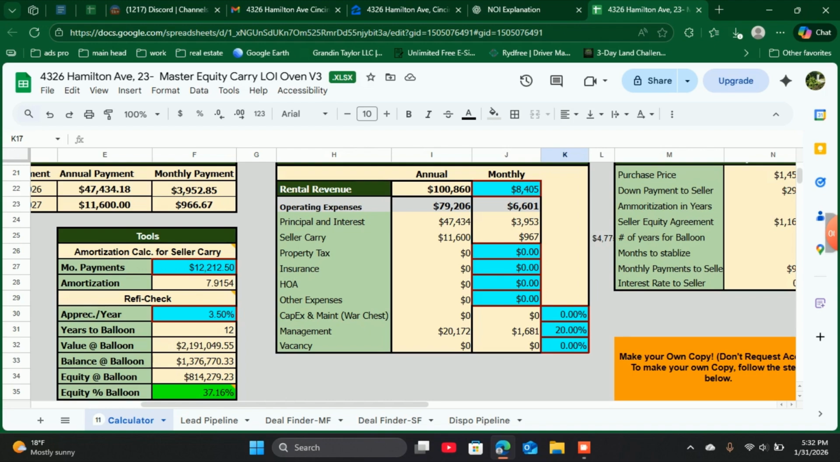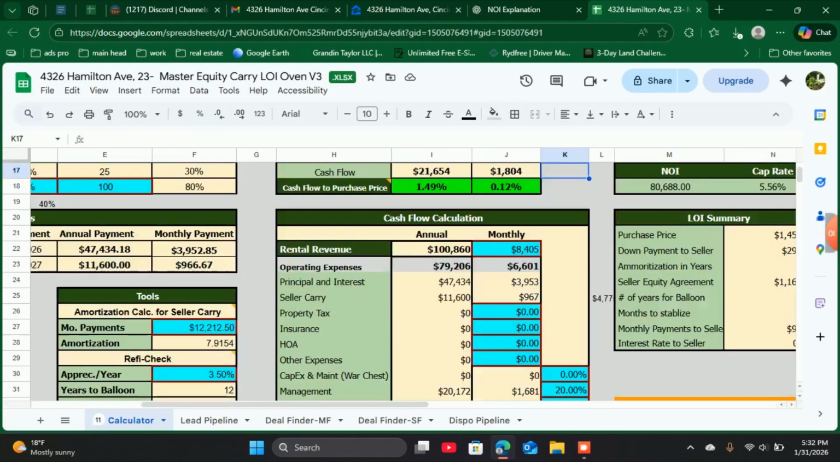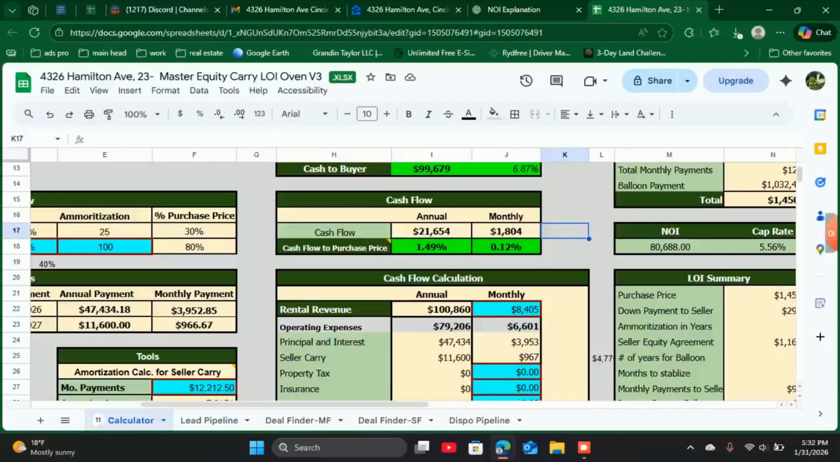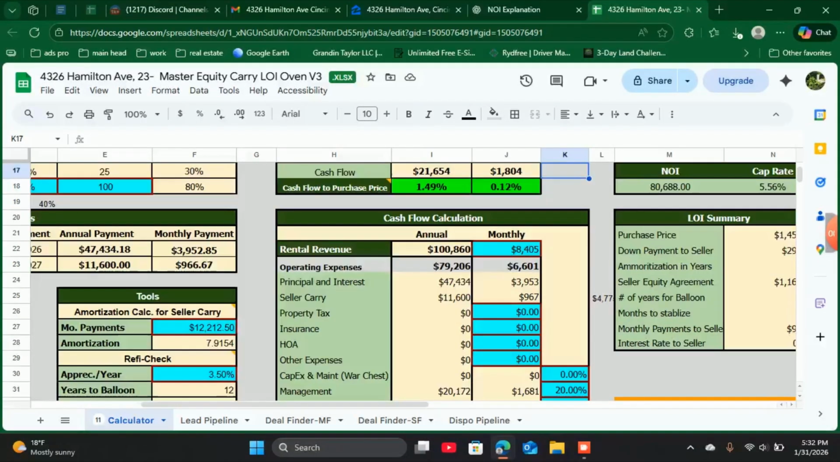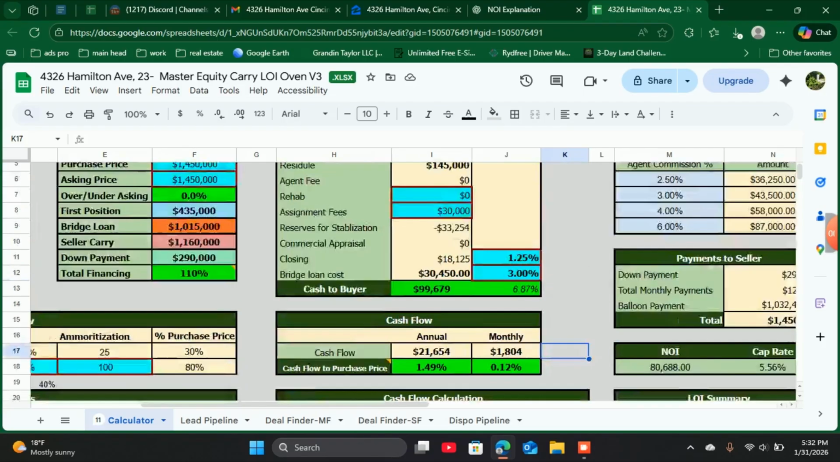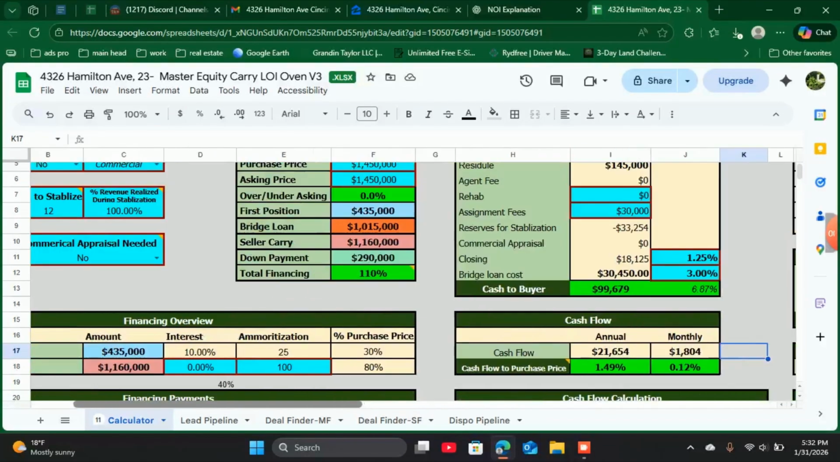That's 20%. We don't know what they would charge. This is just the estimate. 20%, that's 1,600 per month. Out of that, that nets us 1,800. As you can see, the buyer is netting $967. The good news is we may be able to give him more of a down payment. It just depends on what he's looking for.